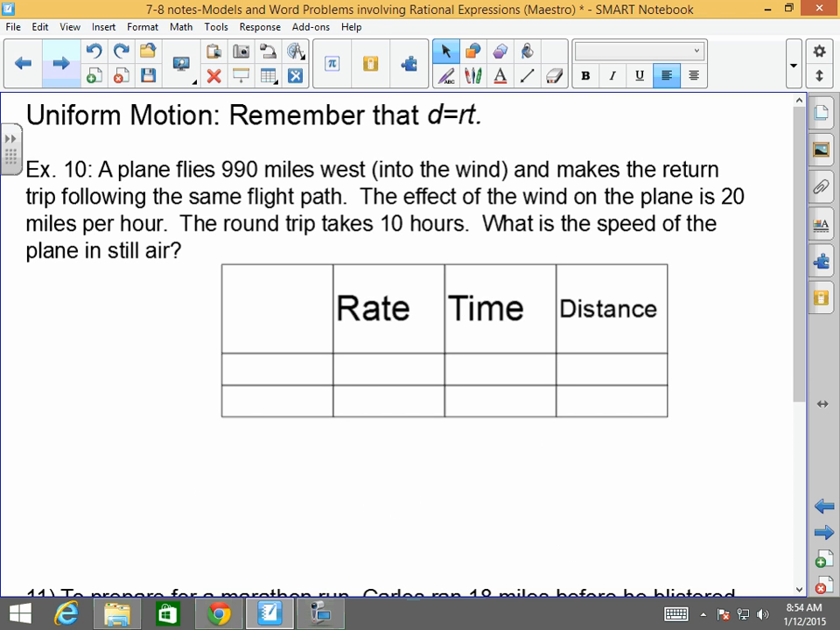Now, uniform motion. It's the same thing that we did before, but now we're going to tweak it. We're going to make it a lot more difficult. I'm sorry.